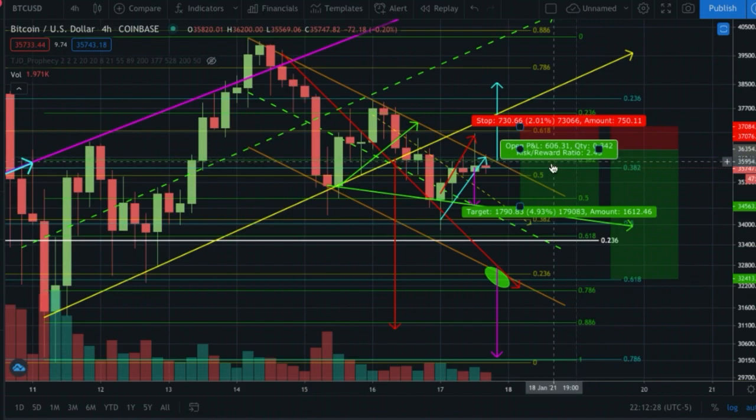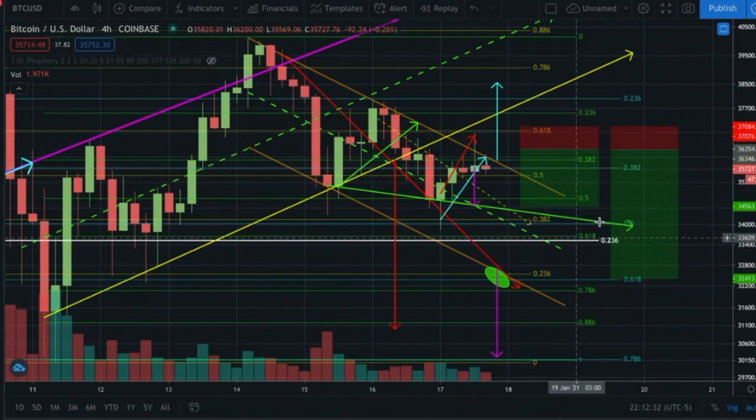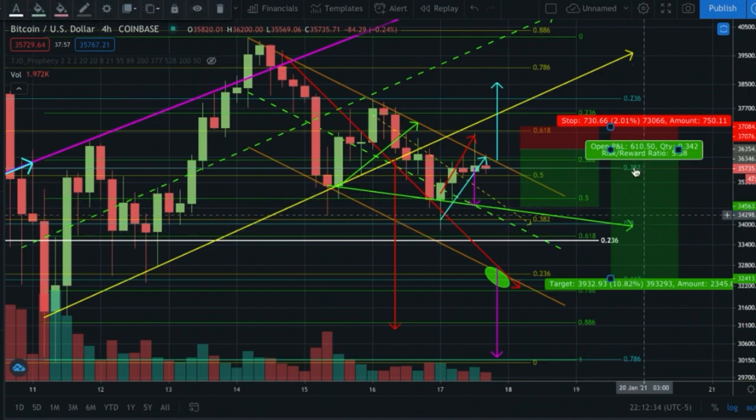So then if we take from that same point and we assume that we're going to get a larger measure move to the downside, that larger measure move in the same situation.